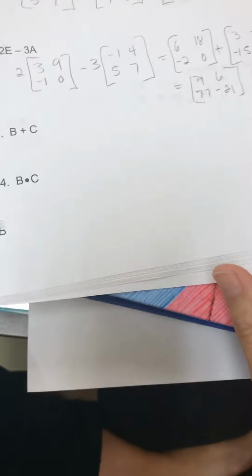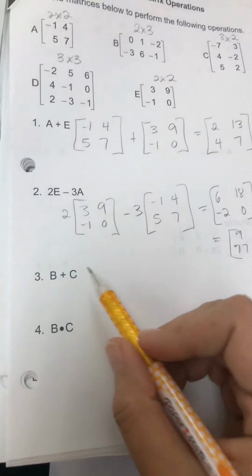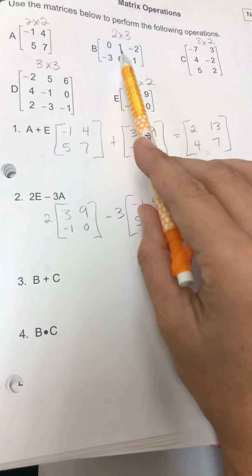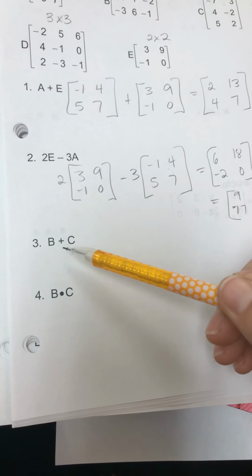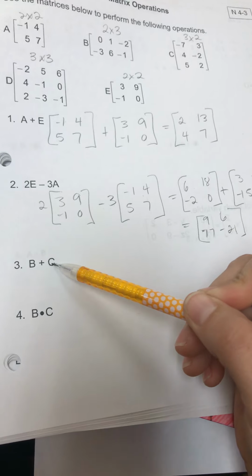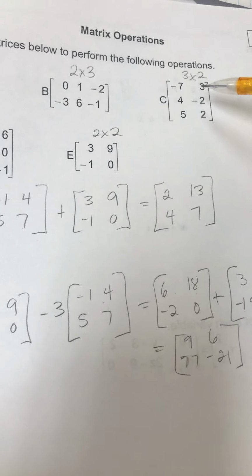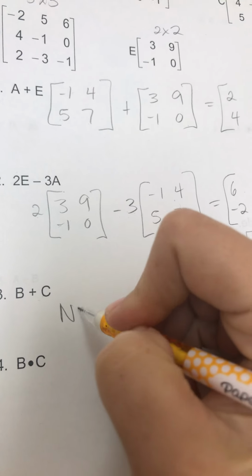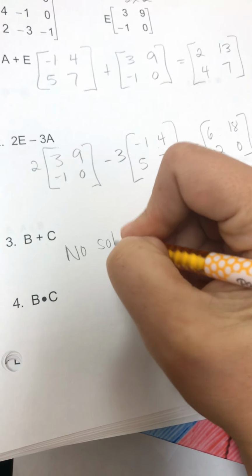All right, now let's look on B plus C. If you do B, which is here, plus C, you have 2 by 3 and a 3 by 2. When you're adding and subtracting, they have to be the same dimensions, right? Up here we have 2 by 3 and 3 by 2, so they are not the same. So you cannot do that. So no solution.